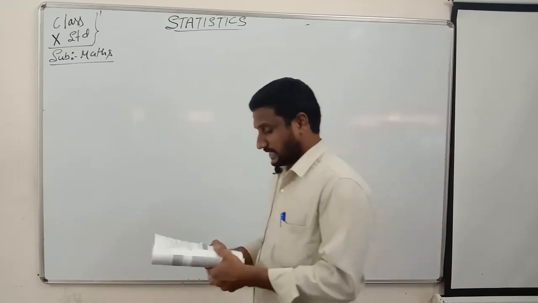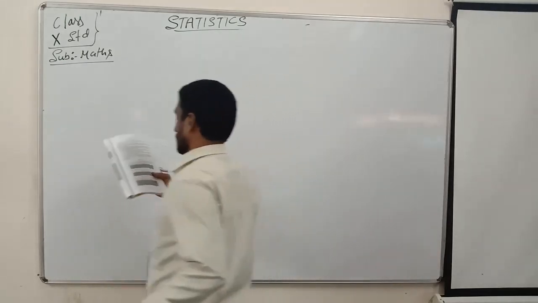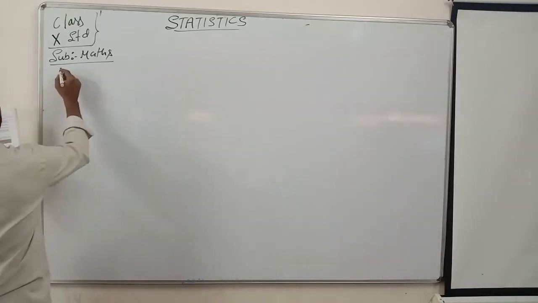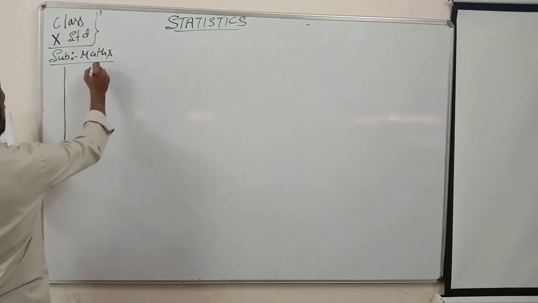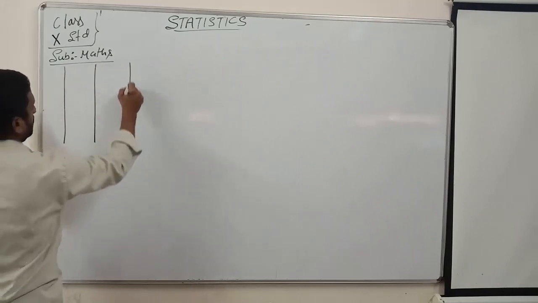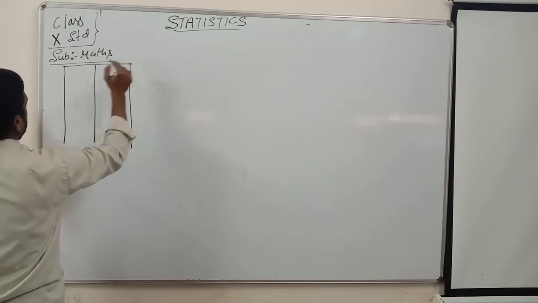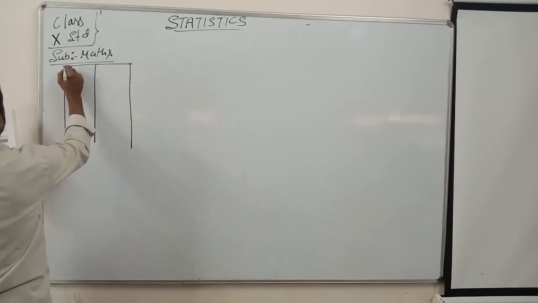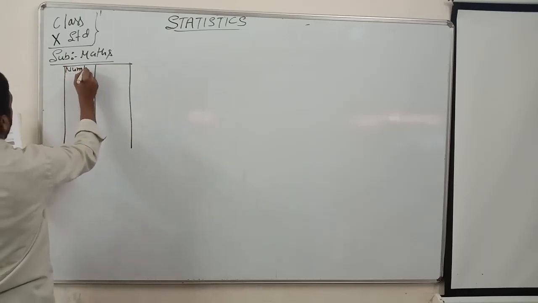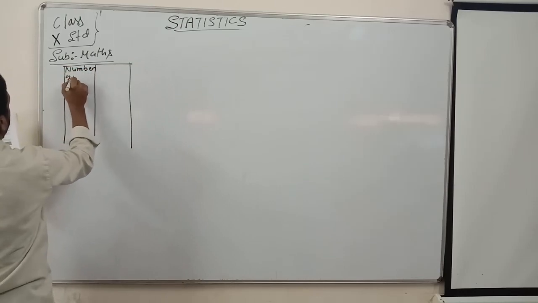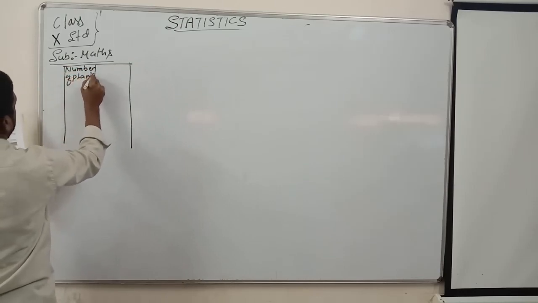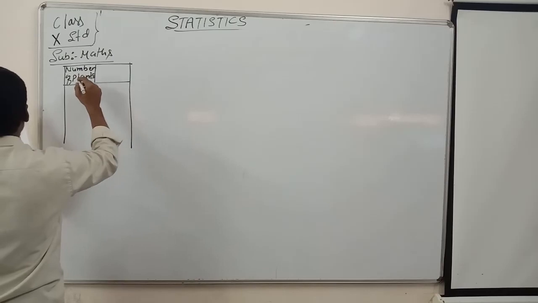The question is like this. See here, what is given here? Number of plants. So you can make a tabular column here, so it is easy to calculate the mean. Here the number of plants, and here the number of houses.